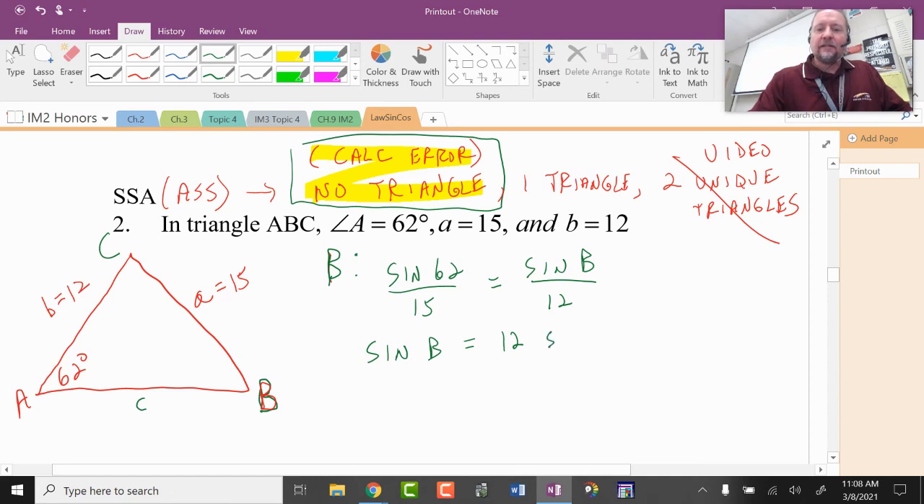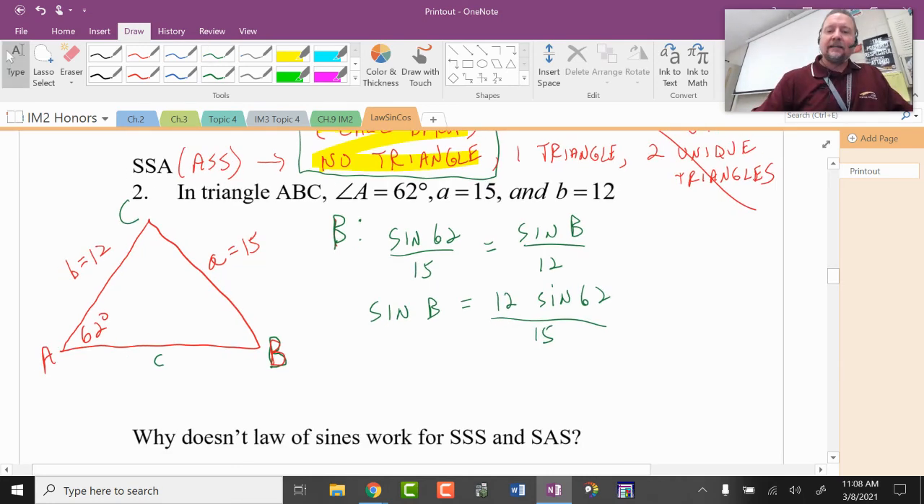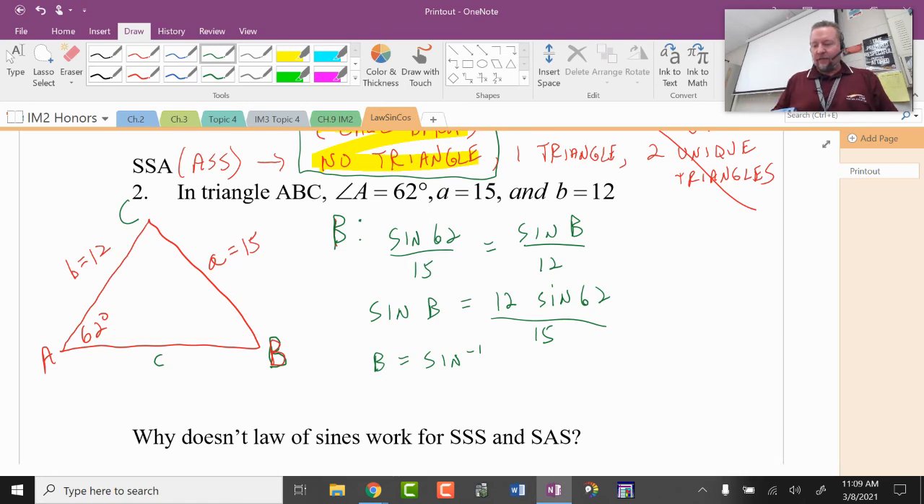So 12 sine 62. Again, I was trying to do too much, so I stopped writing to give you a chance to catch up. Then you get this decimal and you inverse sine that, and don't round earlier. I see what I did wrong in my calculator error: then I hit divide by 15. Okay, so 0.706.